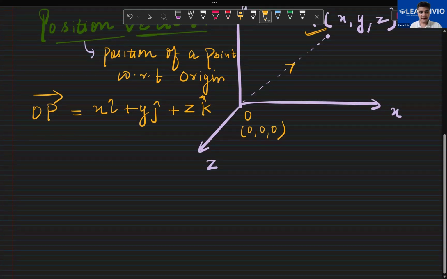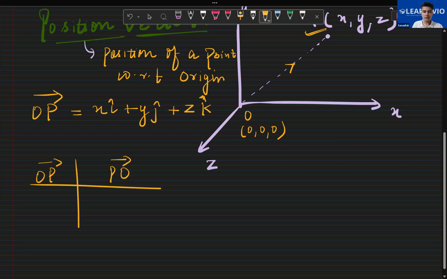Can you tell me, is there any difference between the OP vector and the PO vector? Anyone? Yes, the direction. What is the difference? The direction. Okay. So what is the physical reference of this? What is the purpose of writing the OP vector and the PO vector? Let's say you have two points, O and P. What do you understand if I'm writing the OP vector and the PO vector?